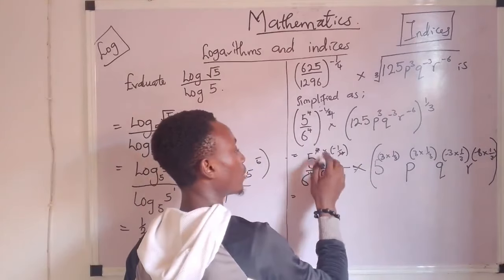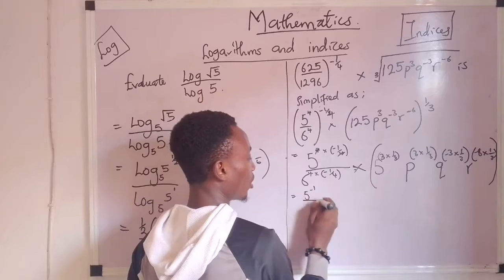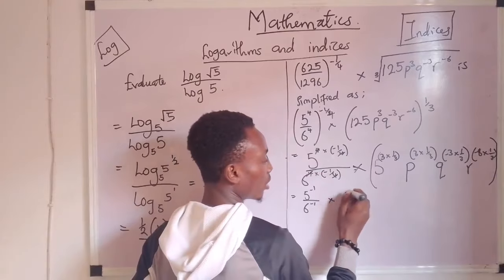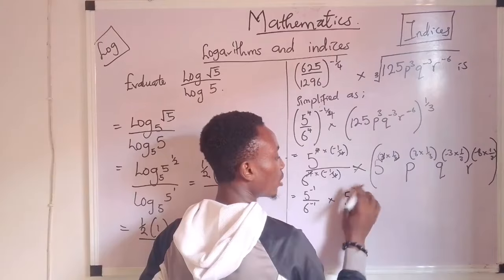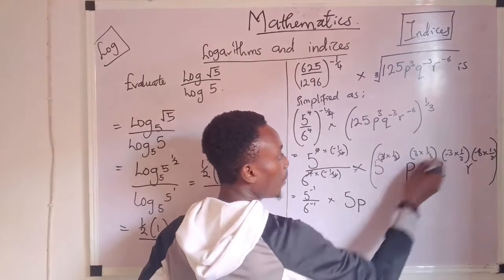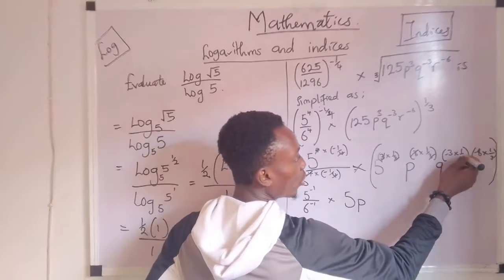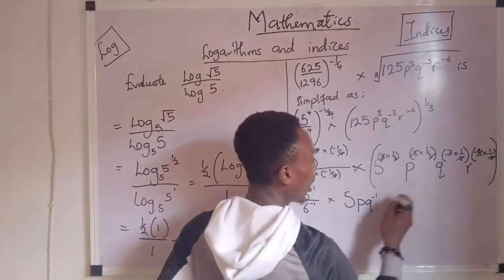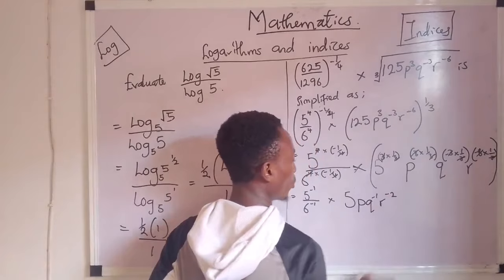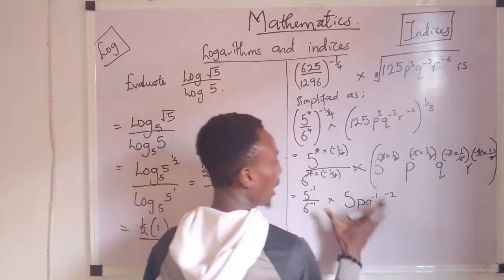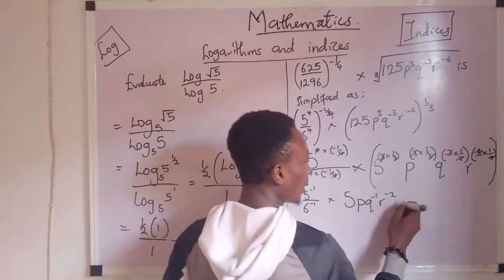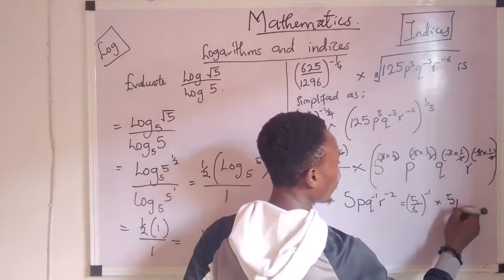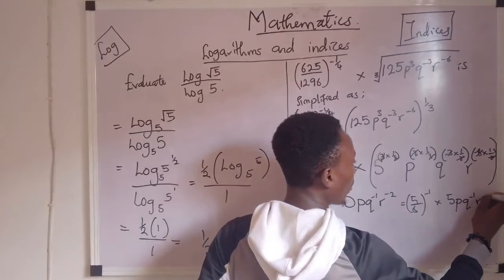5 raised to power minus 1 over 6 raised to power minus 1, times 5 raised to power 1, p raised to power 1, 2 raised to power minus 1, and r raised to power minus 2. Now before you multiply this, take note of this symbol here. This is the same thing as saying 5 over 6 raised to power minus 1, times 5p raised to power minus 1 r raised to power minus 2.